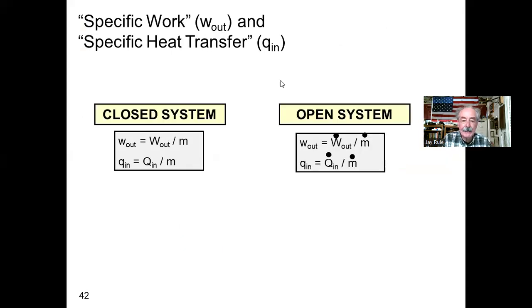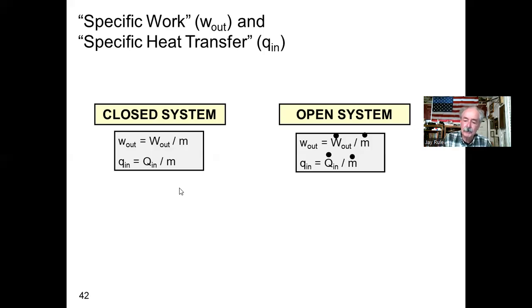One last reminder. Specific work and specific heat transfer occur so frequently in your textbook and confuse so many students. So look, it's a simple slide, but I want to help you get this in your head. If you have a closed system and you're asked for little w out, kilojoules per kilogram, or little q in, kilojoules per kilogram, well, that's simply capital W out, the work done, divided by the mass of the closed system. Heat transfer in divided by the mass of the system. And a number of students say, okay, I got that.